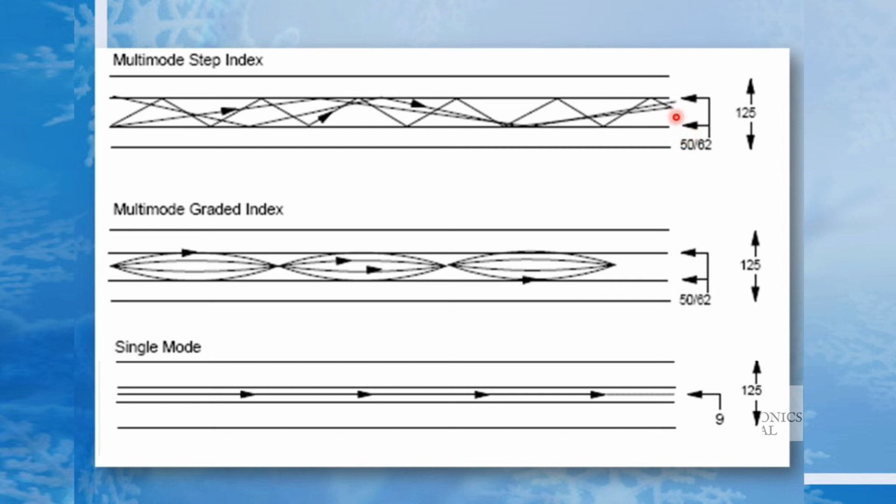Let's have a comparison of the core diameters. Here the core diameter of a multimode step index fiber is mentioned as 50 microns or 62 microns. For a graded index type multimode fiber also, it is 50 or 62 microns. But for a single mode fiber, it is represented as 9 microns. So the most differentiating factor is that the core diameter of a single mode fiber is very small. Usually it ranges from 8 to 10 microns.